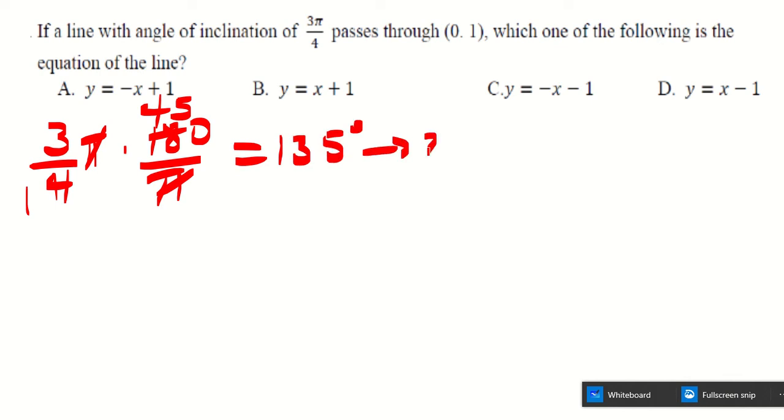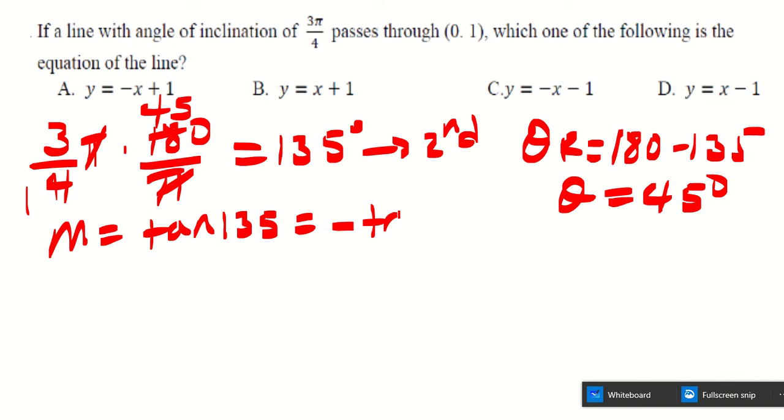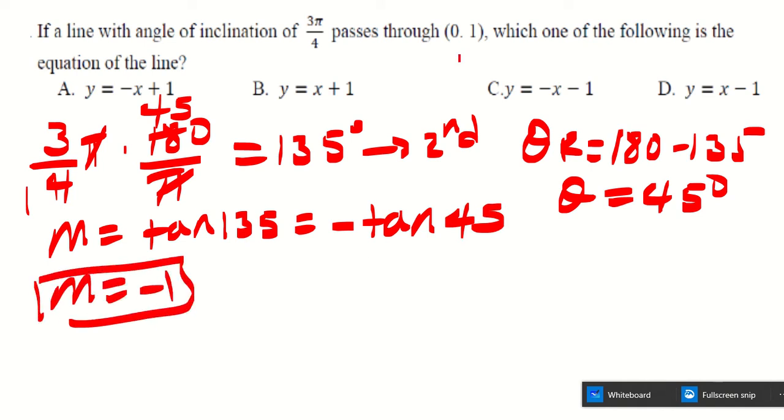This angle is a second quadrant angle. So to know the exact related value of theta, from 180 subtract 135, so the theta value will be 45 degrees. So the slope of the line is the same as tan of 135, which is negative tan of 45 degrees, because in the second quadrant tangent is negative, only sine is positive. So the slope of the line will be negative 1. We have a slope, and the line also passes through 0, 1. That means this point is the y-intercept, that is b.